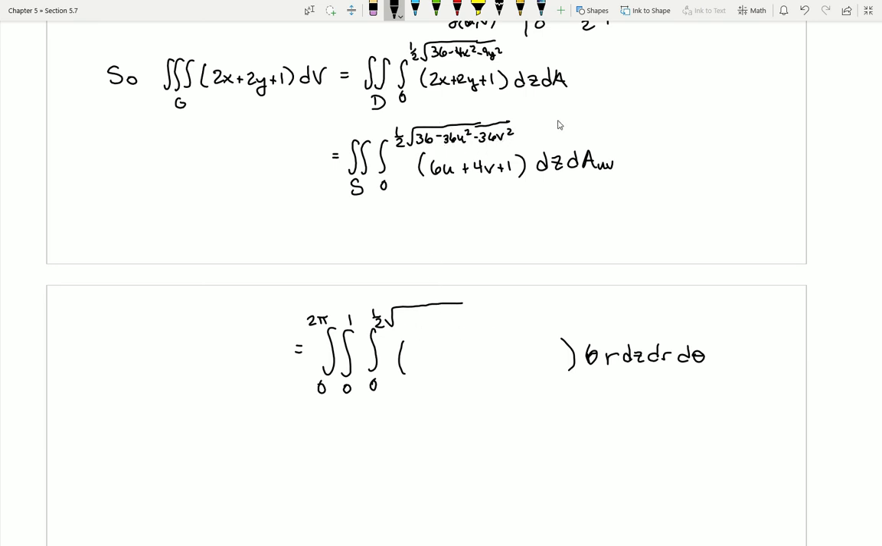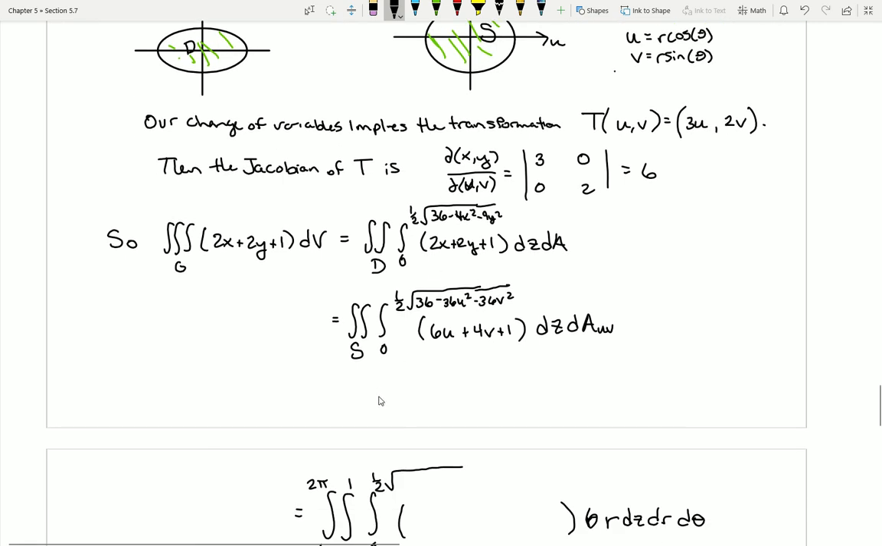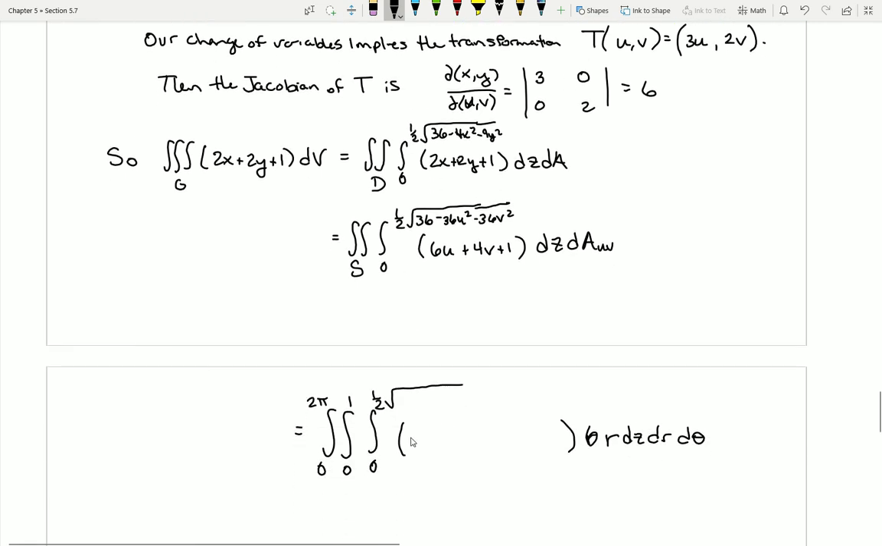because I have to change this upper bound here into r's. Well, keep in mind, again, that on this picture where I have u's and v's, it must be the case that u is equal to r times the cosine of theta, and v must be equal to r times the sine of theta, just like I would have normally had x equals r cosine theta and y equals r sine theta. Here I just have different variables. Notice that if I plug those values in, I can change my integrand. So this would give me 6r cosine theta plus 4r sine theta plus 1 as my integrand.